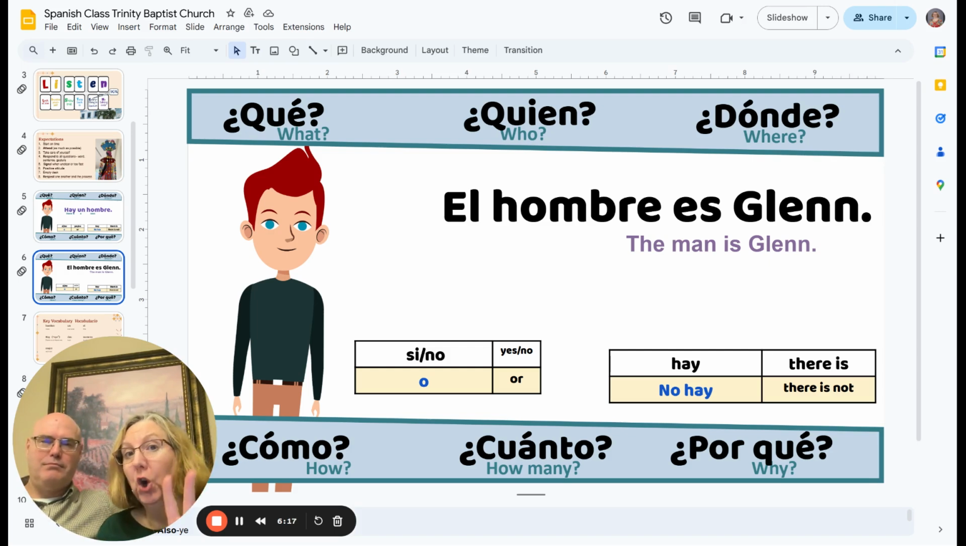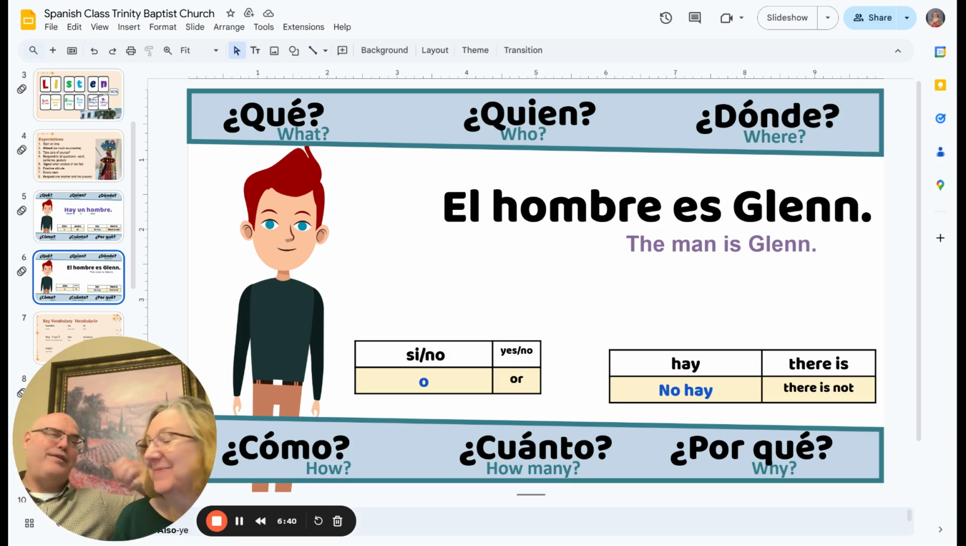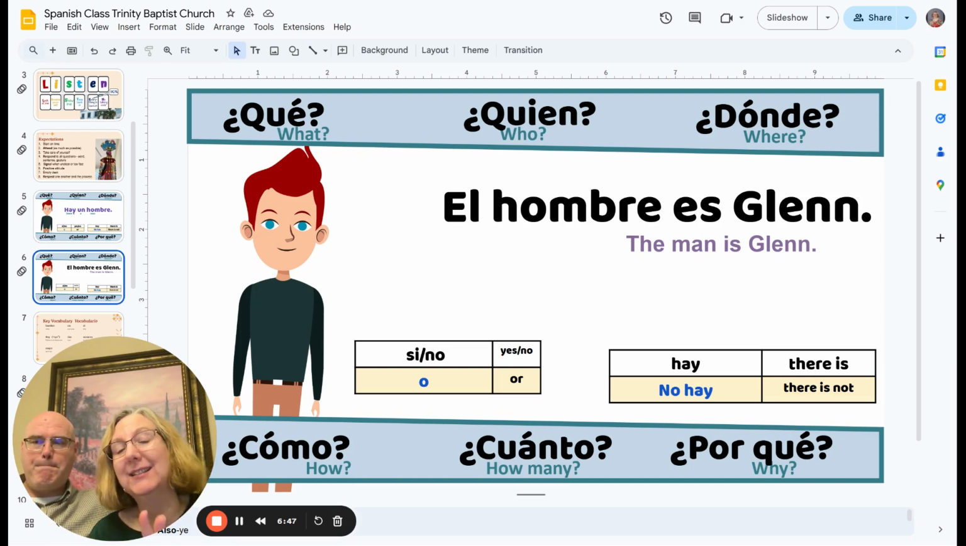Ahora hay dos hombres. I'm going to say that again. Hay dos hombres. And you said ahora? Ahora means now. Now there are two men. Ahora. Now. Sorry, I got excited. Ahora, now there are two men. Hay dos hombres. Sí. El hombre número uno es Glenn. El hombre número dos es Neil Armstrong. Neil Armstrong es famoso.